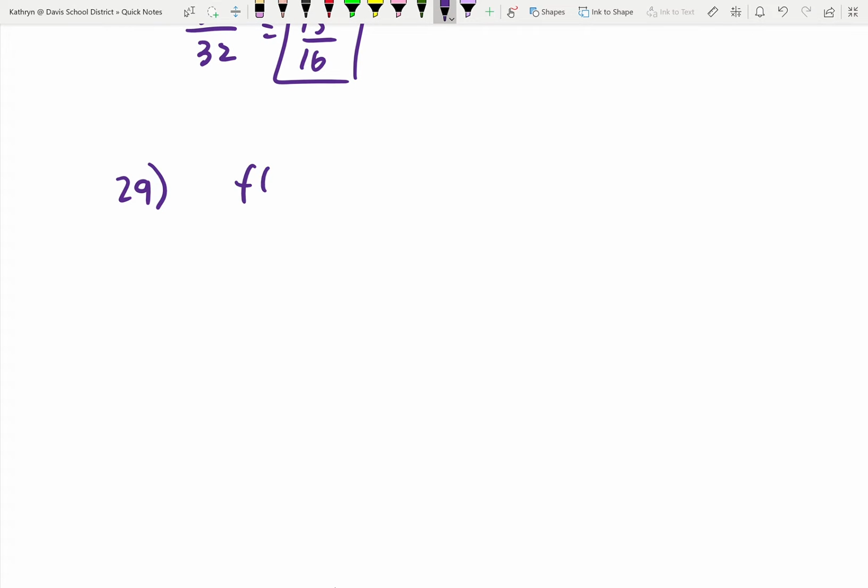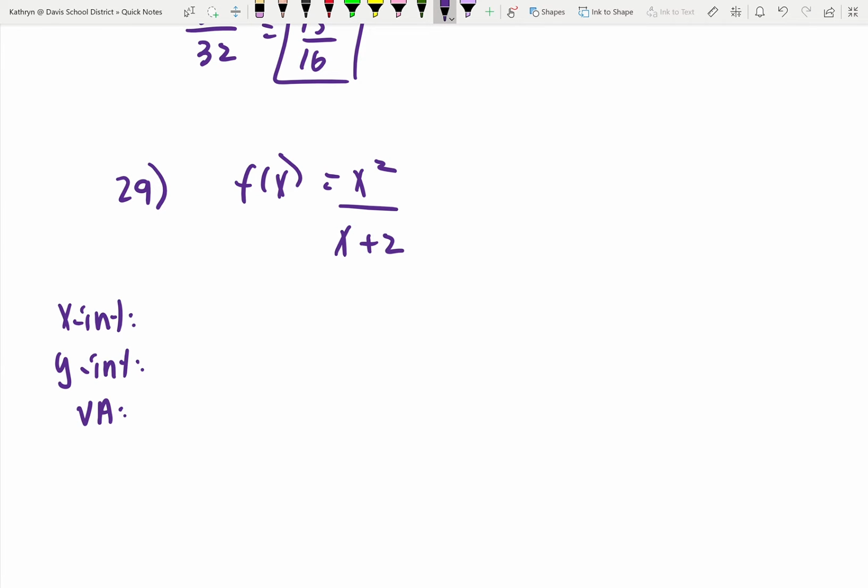Okay, question 29. Graph this. So this is the vertical asymptote, horizontal asymptote business. The things you need to know, and you have to have these memorized, are x-intercept, y-intercept, vertical asymptote, non-vertical asymptote, and does it cross. To find an x-intercept, you let y be 0, which is the same as letting the top be 0. Set the top equal to 0, you get 0, 0. It's even, so it bounces.